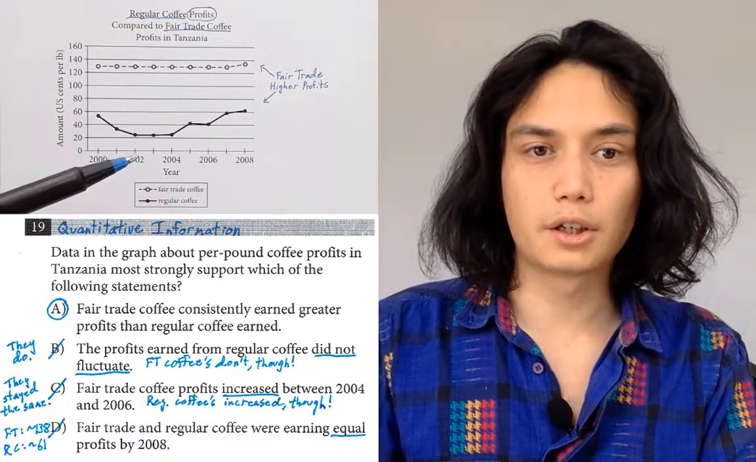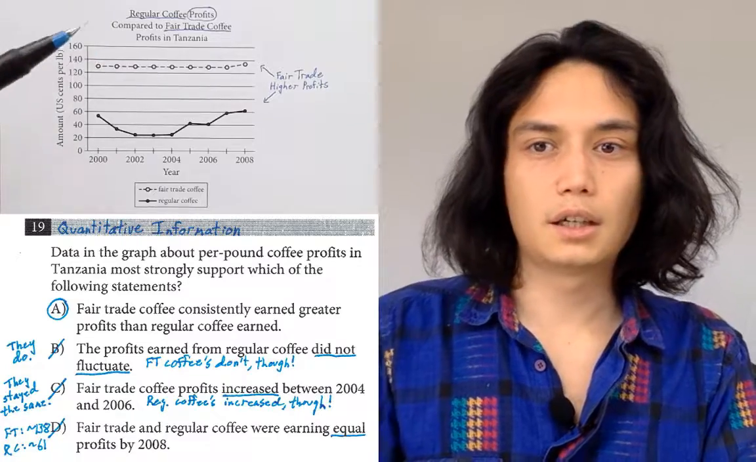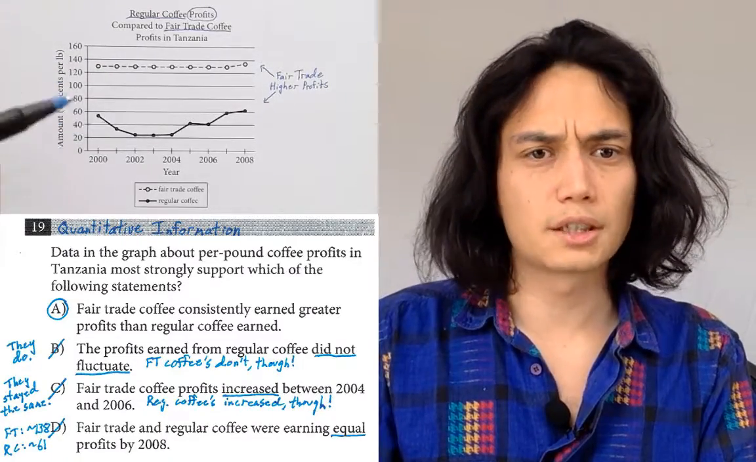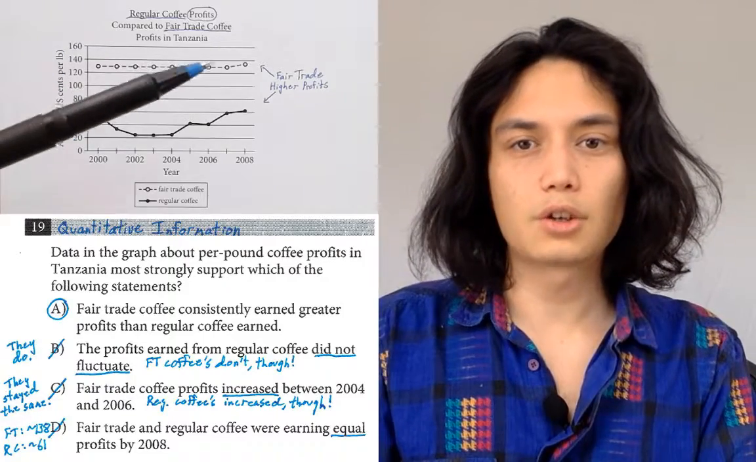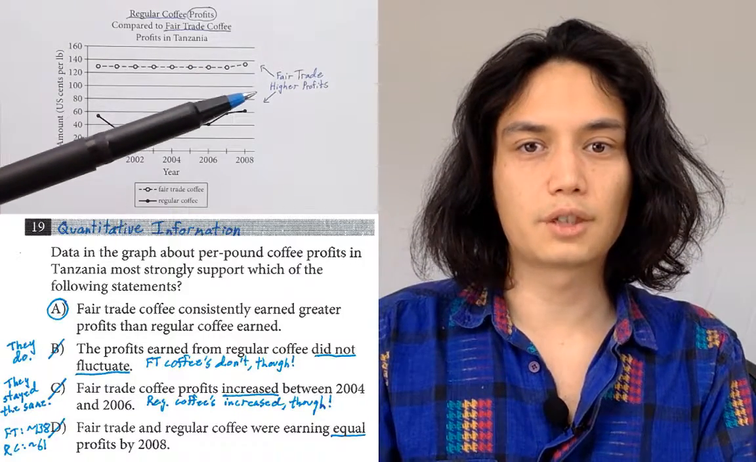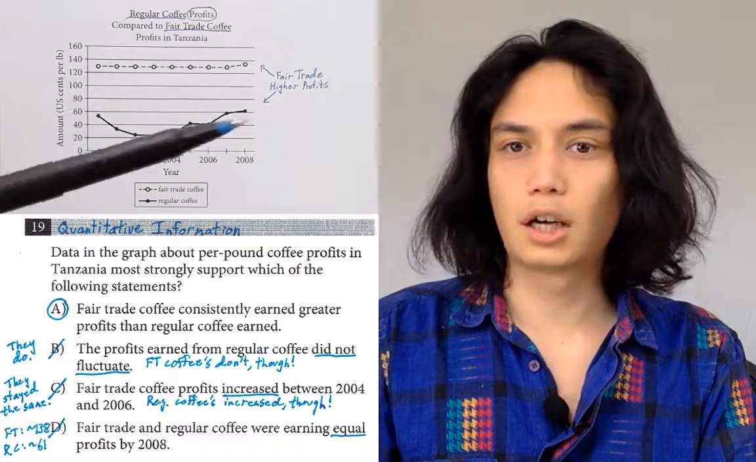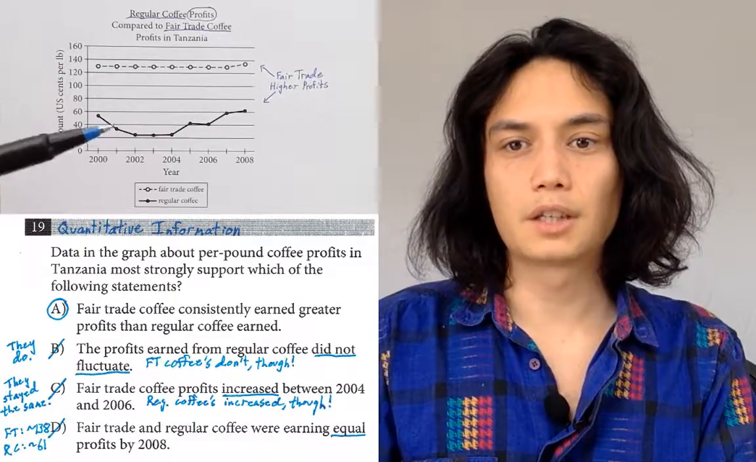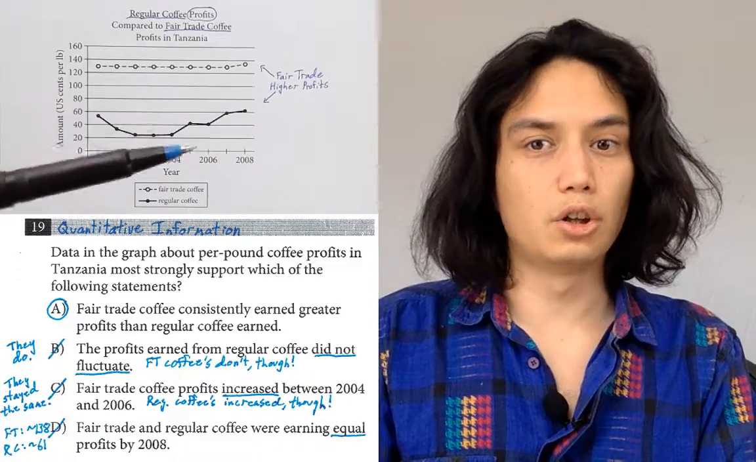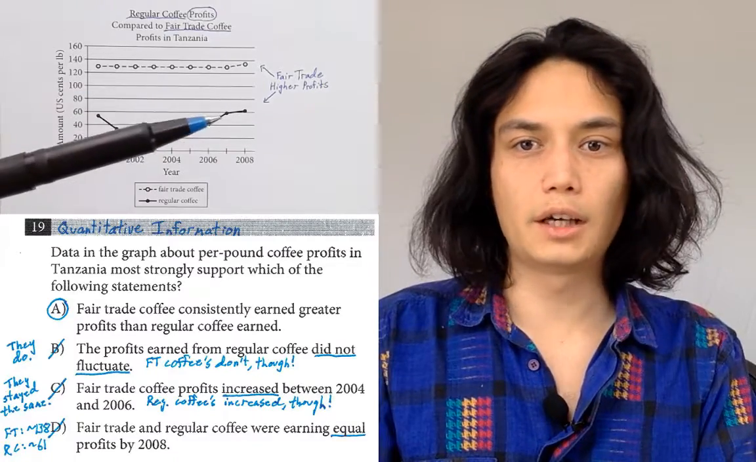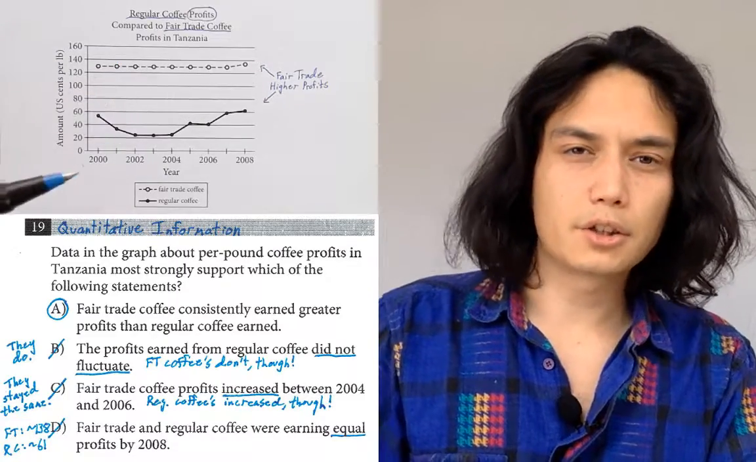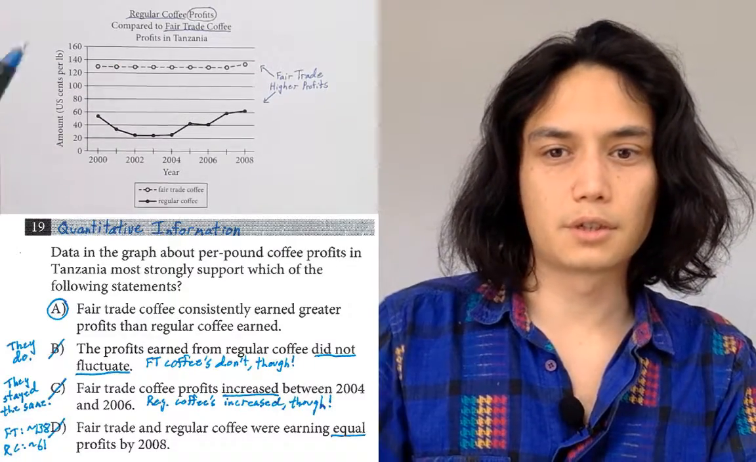Now in the annotations video, before we went to the questions, I recommended that you look at the graph before you even answer the questions and just get a general sense of the story that it tells. And here the general story that this graph tells is that fair trade coffee profits are pretty high. And regular trade coffee profits, they go up and down, but they're lower, right? This whole line is below this whole line.